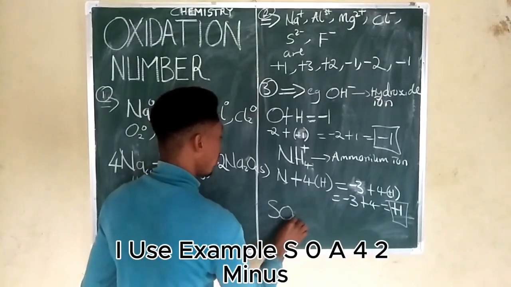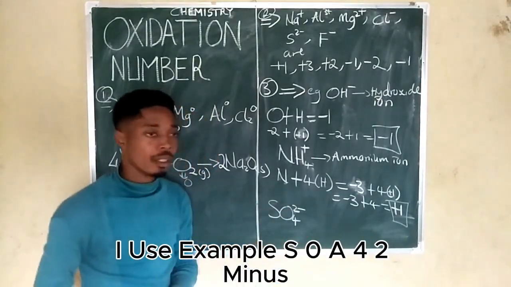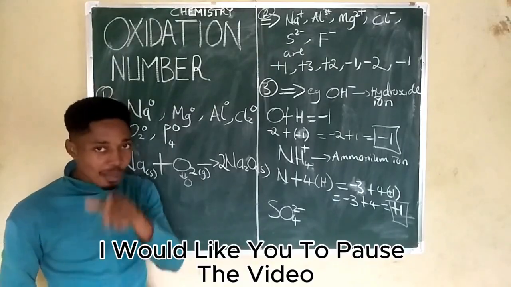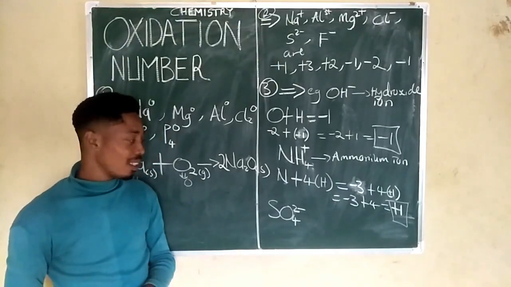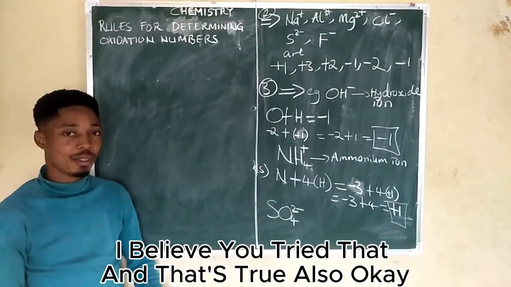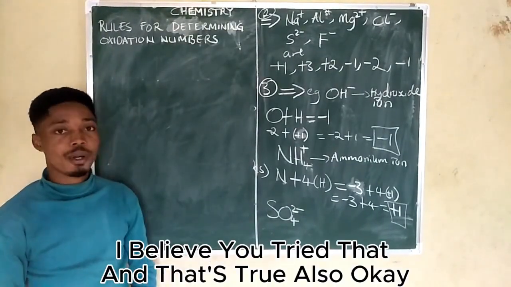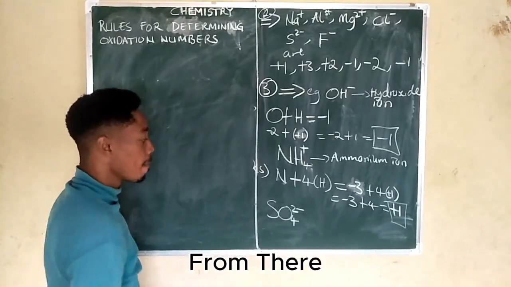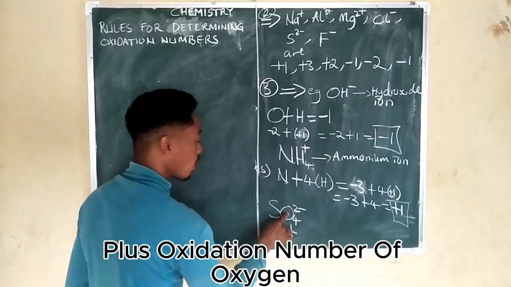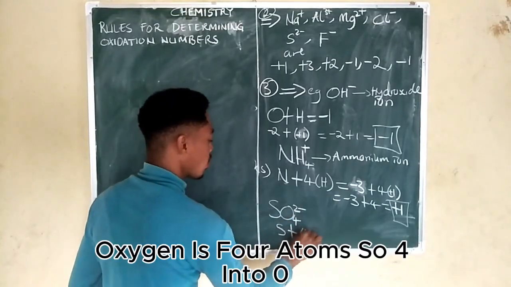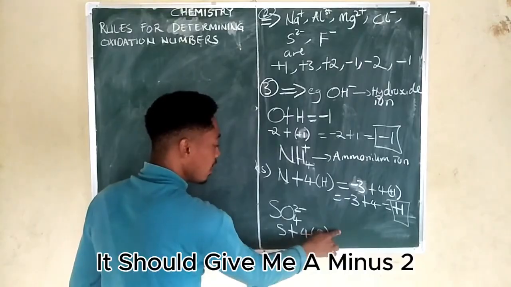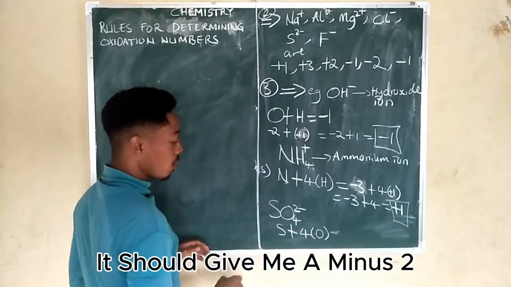Example: SO4 2 minus. Before you watch this, I would like you to pause the video and try this for yourself. Yes, if this is true, let's continue. I believe you tried that, and that's true also. From there, it means that the oxidation number of sulfur plus the oxidation number of oxygen, oxygen is 4 atoms, so 4 into O, if I add it, it should give me minus 2.